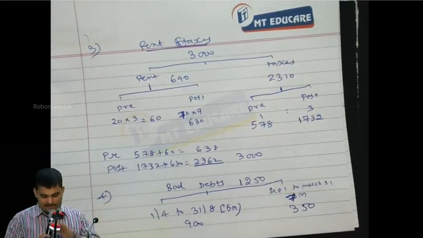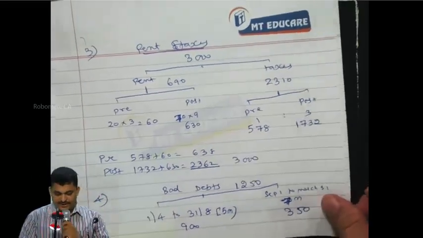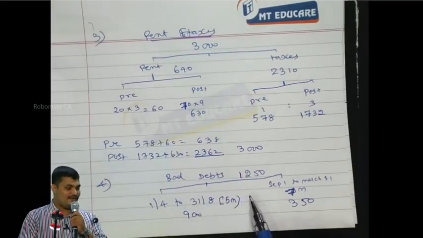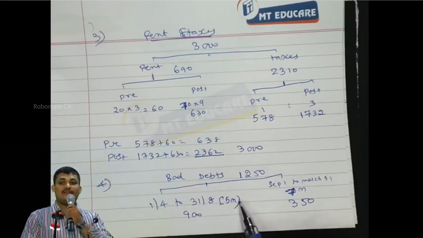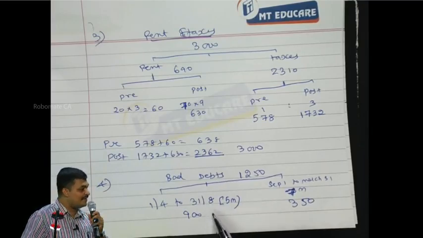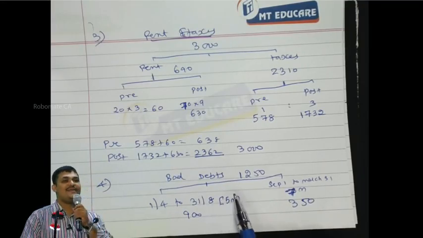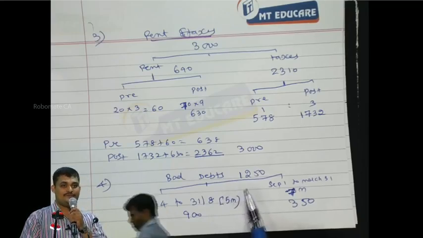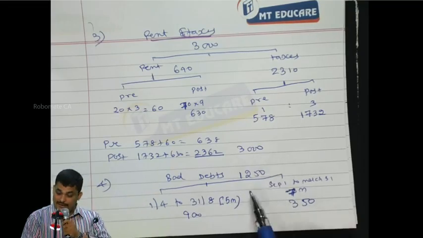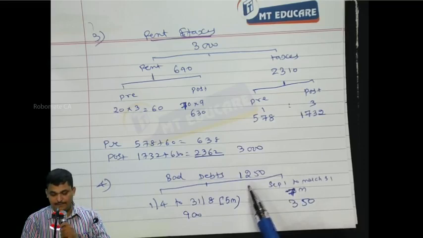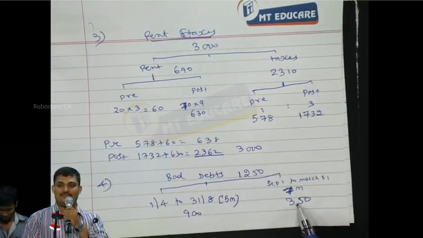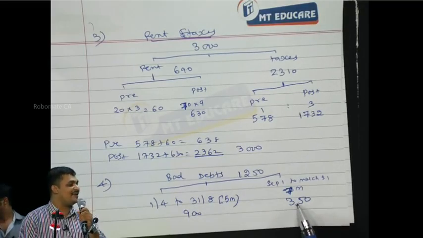Everybody? So thereby we would like to take this 900 which is for a span of 5 months. We like to split this 900 into 3 months and 2 months. Bad debts will be apportioned in the proportion of sales ratio. Entire 1250 will not be in the proportion of sales ratio because we know that 350 is exclusively relating to 7 months.